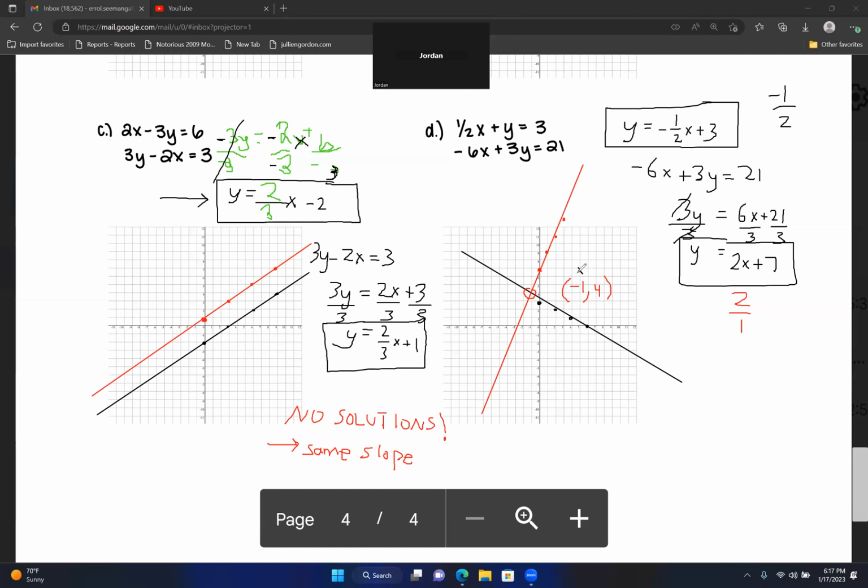X, Y. Take x and multiply it by half. What's -1 times half? -half plus y plus 4. Is that 3? No, it's not. So that means my drawing might be a little bit off.